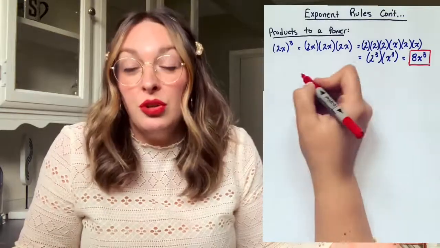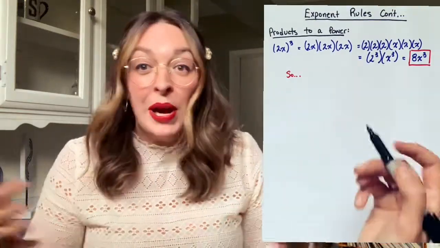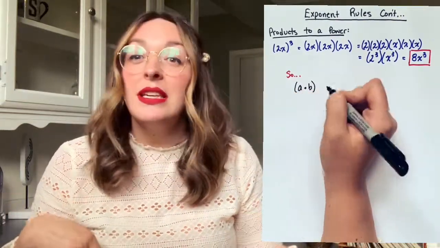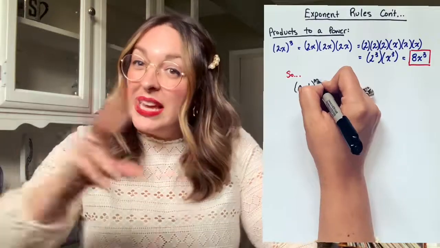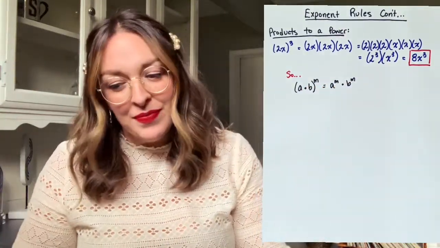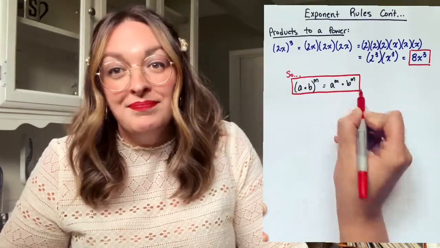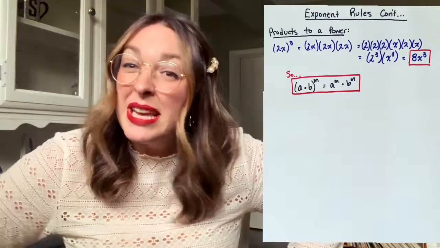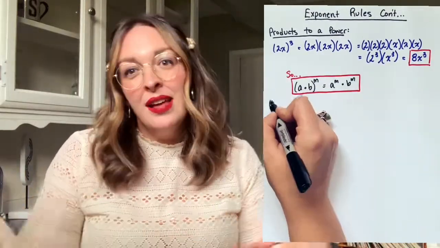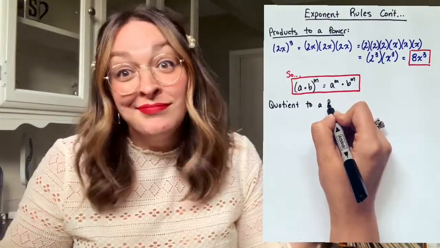So that's our rule. When you have a product, so we'll call them two random letters, a and b. So when we have a times b and I'm raising it to an exponent of m, I just take a, raise it to the power of m, and b and raise it to the power of m. And that's how we get a to the power of m times b to the power of m. There you go. You can do the same thing with a quotient. Remember, quotient is what happens when you're dividing. Another name for a quotient is a fraction.